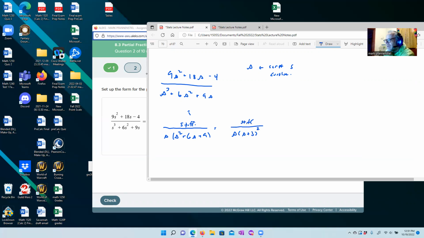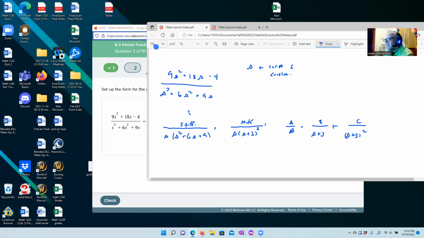Okay, so the way we set this one up is we have a linear term, so it's s. Okay, so we have a, capital A over s, plus, and then this is still a linear term, so it's B. Okay, and then we have an s plus 3, but it's repeated, so we need a C, and we have s plus 3 squared.